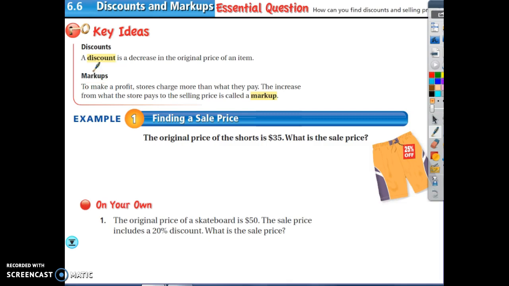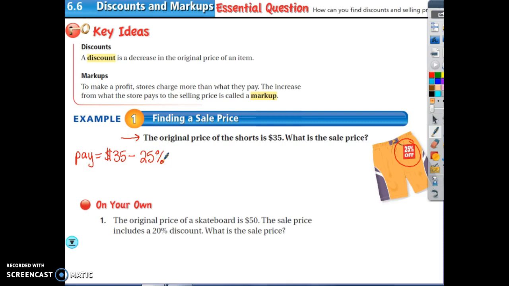In example 1 below, we have the original price of a pair of shorts costing us $35. However, the shorts are on sale and we want to know what this sale price is. From the picture, we can see that the shorts are 25% off their original price. So instead of paying $35, we're going to take away 25% of this price. So we are going to pay $35 minus 25%.